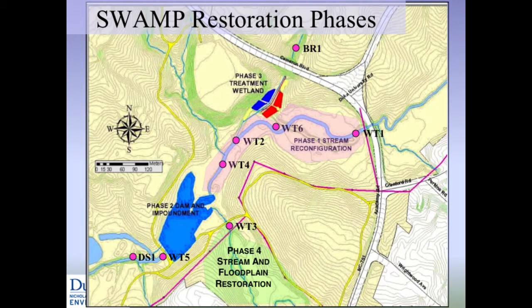Just to orient you a little bit again today, this is where we parked yesterday, up here about where the P in SWAMP is, and we walked down this trail. Then we talked about the impoundment, walked and came down on the floodplain here by WT6, and walked back up around to look at Phase 3 and then back to the parking lot. What we're going to be talking about this morning and visiting this afternoon is here in Phase 4.